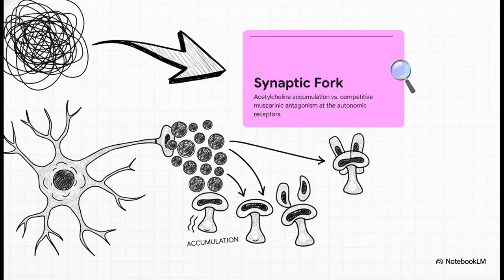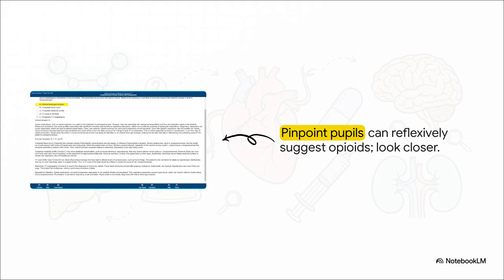When the autonomic nervous system goes completely off the rails, you're usually standing at this sort of synaptic fork in the road. You have to ask yourself, are we dealing with a massive flood and accumulation of acetylcholine, or is it a competitive blockade of those exact same muscarinic receptors? You've got to figure this out, and you've got to do it fast.